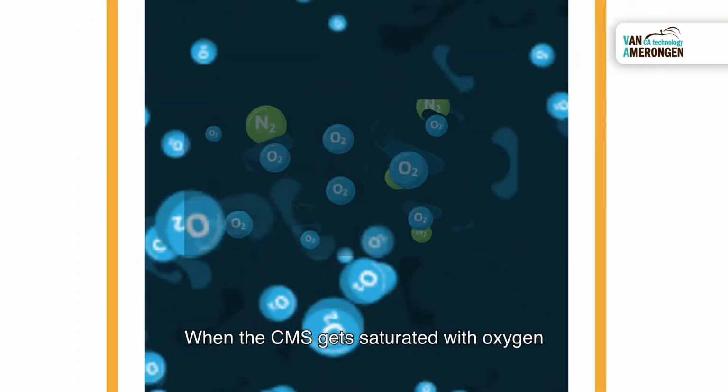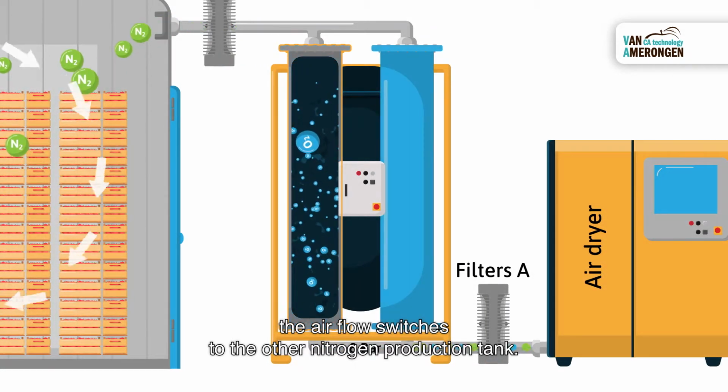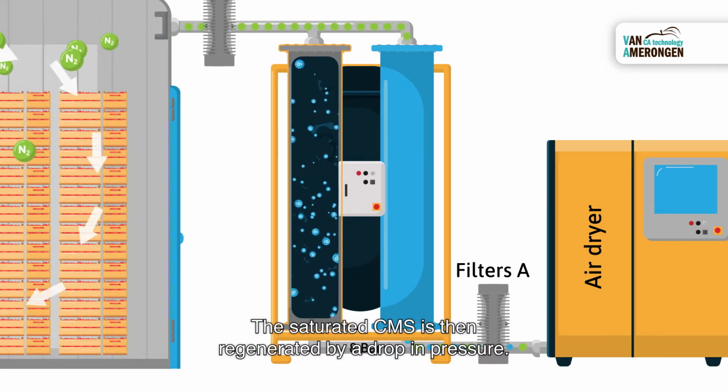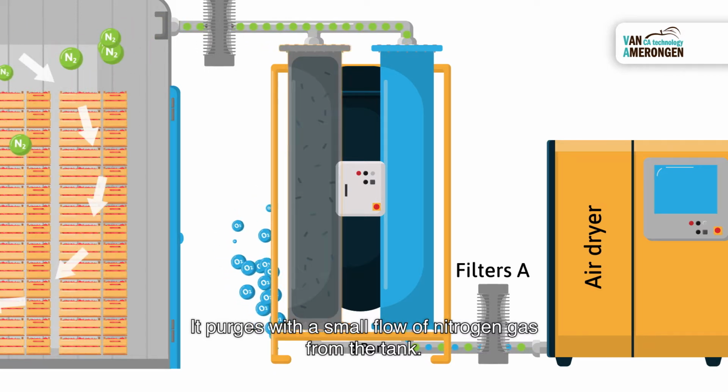When the CMS gets saturated with oxygen, the airflow switches to the other nitrogen production tank. The saturated CMS is then regenerated by a drop in pressure. It purges with a small flow of nitrogen gas from the tank.